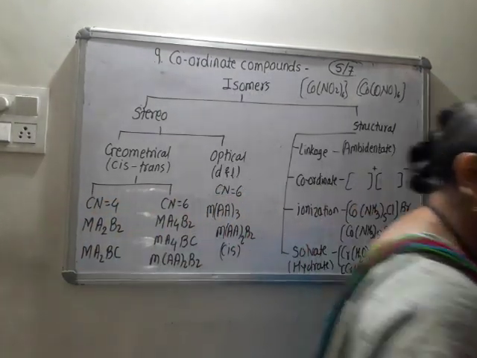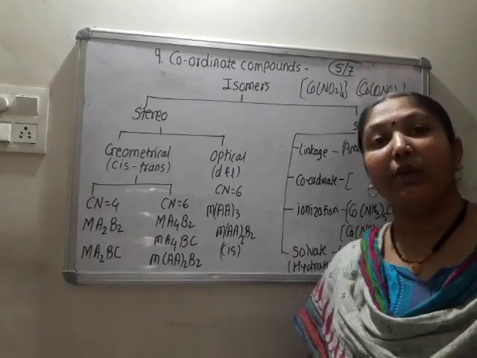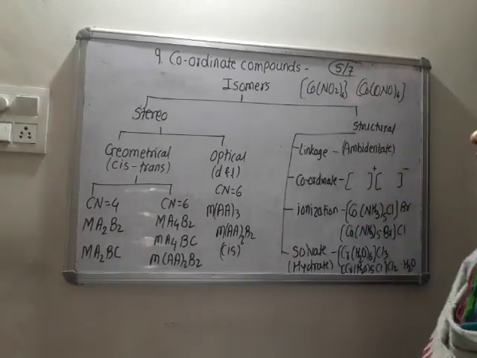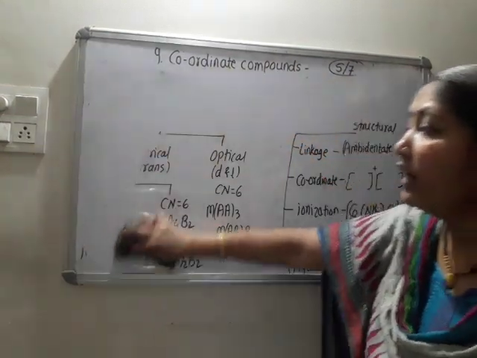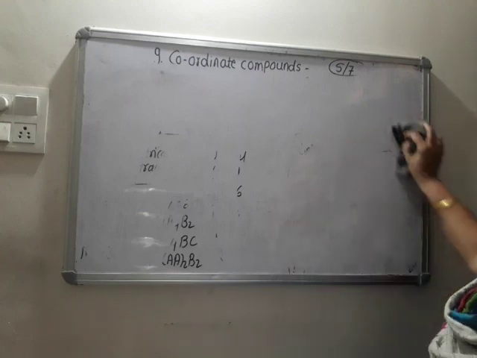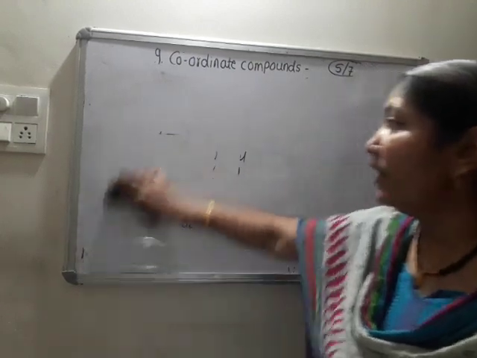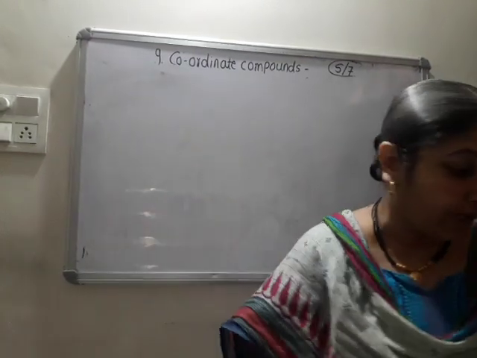So charge to radius ratio should be higher, which means the complex is stable. And another, that the ligand should be strong. Strong ligand means the complex is stable. Okay, after that VBT, where to see the application of VBT.